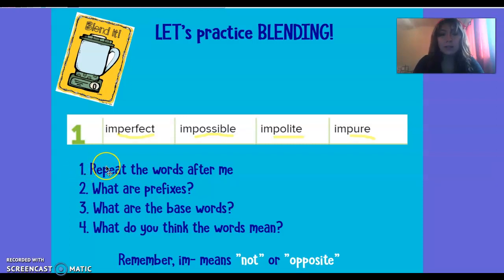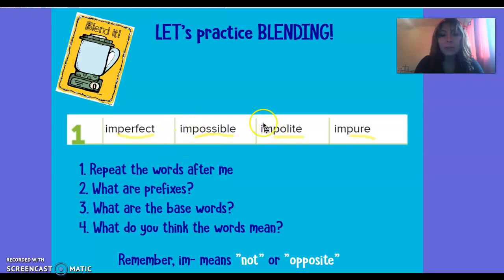Imperfect. Impossible. Impolite. Impure. Good job. Now, let's think about what are the prefixes in these words. Take about 2 seconds to identify the prefix. Good. If you said the prefix is im, you are correct.